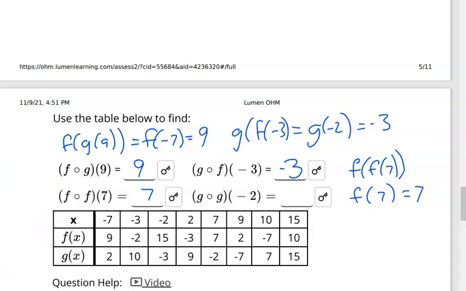Okay, last one. G of g at -2. G composition g. G of g at -2. Well, g of -2, -2 in, I get -3 out. So that equals g of -3. -3 in, g of -3 gives me 10. So 10 goes here.